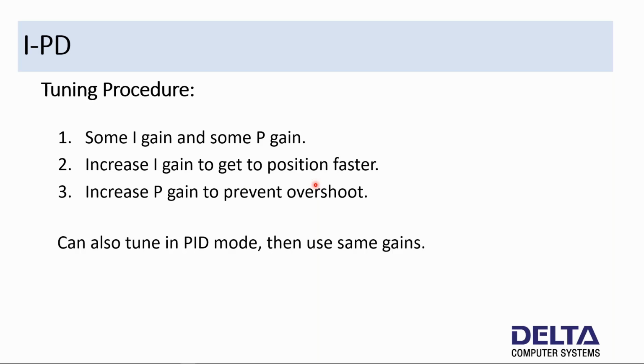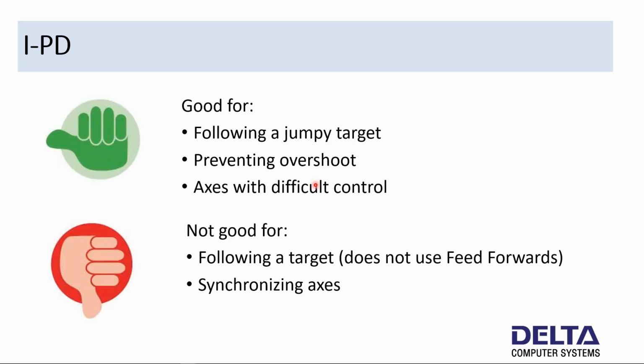But we can also just tune the system in PID mode and then use those exact same gains. I minus PD will work fine with those gains, especially if you use the tuning wizard in the RMC. It gets the gains set very well for that. It works great for this. So I minus PD is good for following a jumpy target, helping to prevent overshoot. And this, of course, is good for axes with difficult control as well.